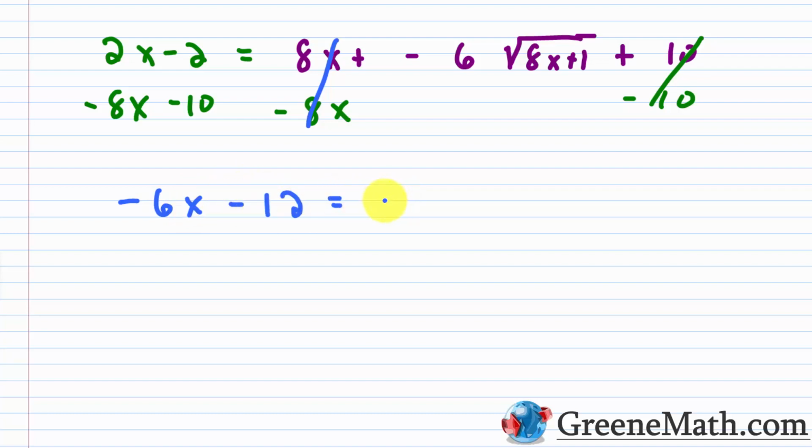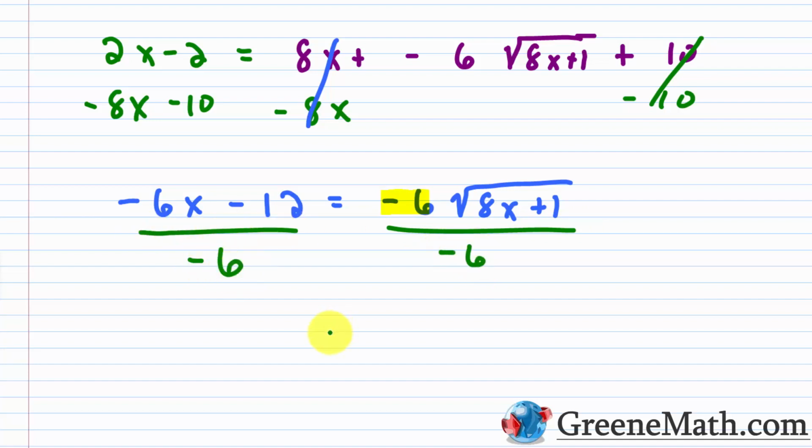And this is equal to, you've got your negative 6 times the square root of 8x plus 1. Now, you have a number, which is negative 6, that is multiplying your radical. At this point, you can square both sides as it is, but to make it simpler, we're going to divide both sides by negative 6. Okay?